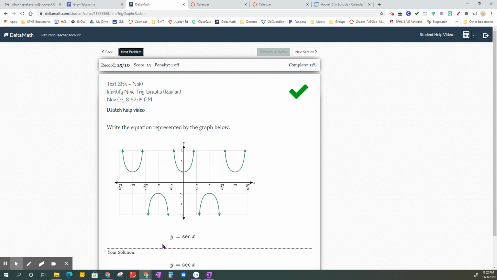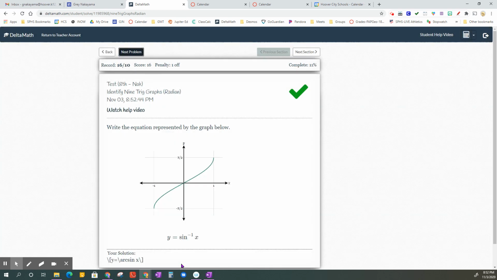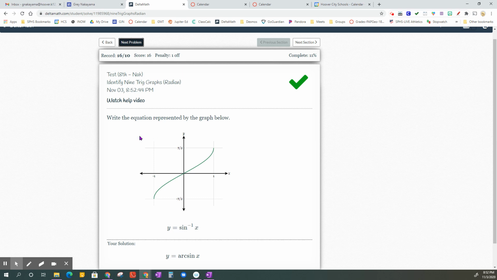Let's see if I get another inverse. Here's another one that's an inverse. This one says pi over 2, 1 is this point here. So what function has a value of 1 at pi over 2? That is your sine function. Arcsine is another way of writing the inverse. Sometimes it's a little easier to type, but these are the same thing. You can have arcsine or sine inverse, but it's what you get when you flip the coordinates, and we'll talk about it more in 4.6. But that will help you get through identifying your 9 trig graphs.